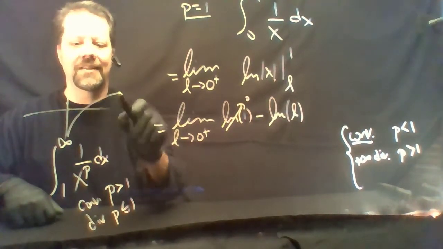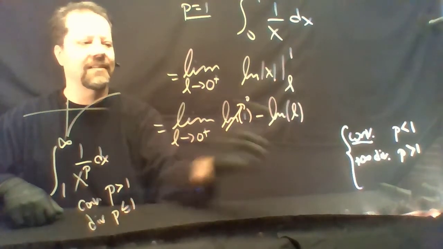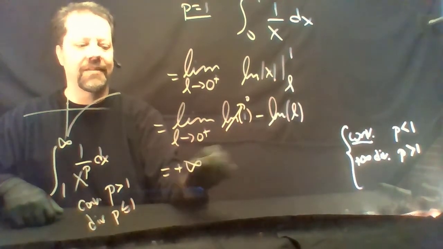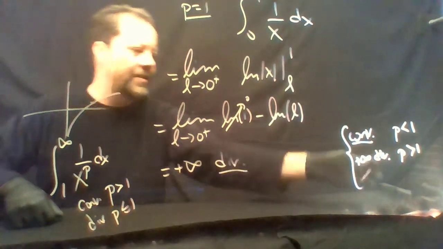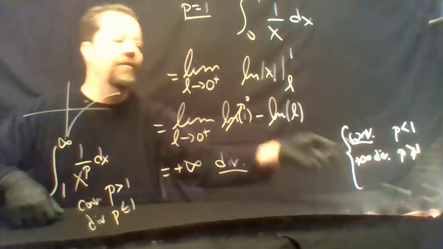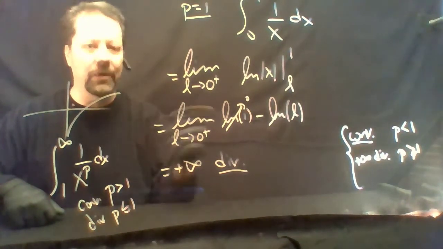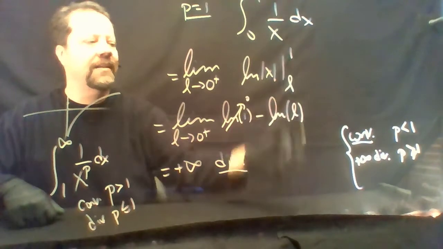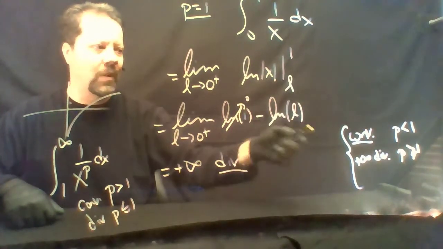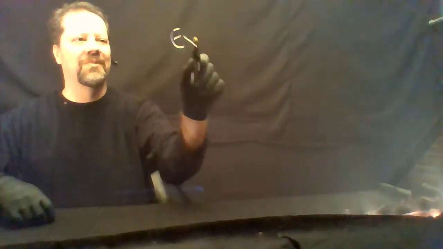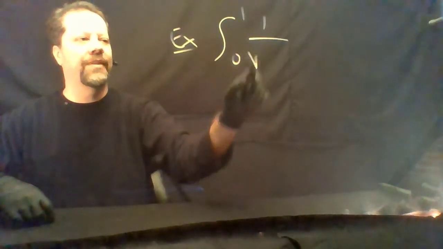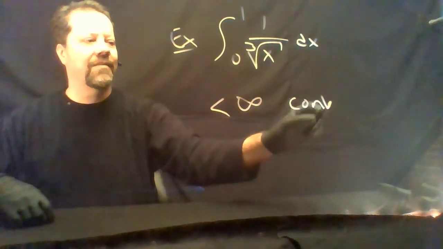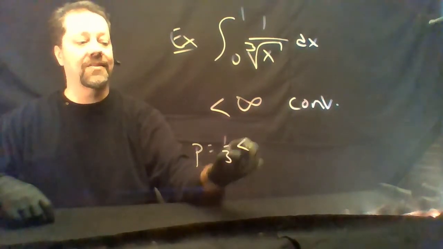The natural log does this. As you go to 0 from the right, the natural log goes to minus infinity. Minus minus infinity gives you plus infinity, and that diverges. So we get divergence to plus infinity for p-values bigger than or equal to 1. You only get convergence in this case on the interval from 0 to 1 if p is less than 1. So for example, if I'm integrating from 0 to 1, 1 over the cube root of x dx, this converges because p is 1/3, and that's strictly less than 1.